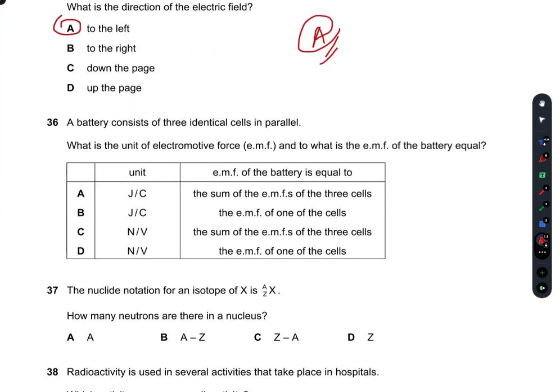A battery consists of three identical cells in parallel, so in a parallel arrangement. What is the unit of EMF and what is the EMF of the battery equal to? So joules per coulomb is the electromotive force unit, and the EMF of the battery is equal to the EMF of one of the cells. Why is the EMF equal to the EMF of one of the cells?